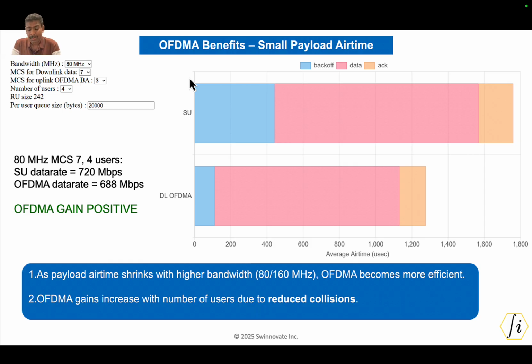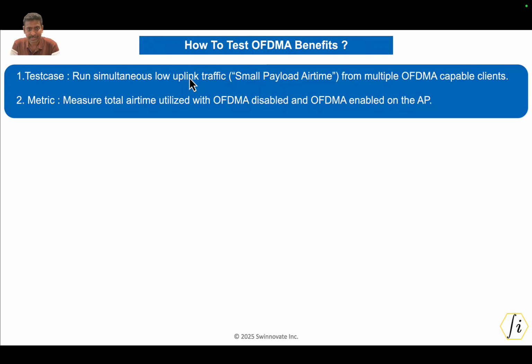Now let's look at the practical challenges of demonstrating that airtime advantage of OFDMA. So how to test the OFDMA benefit? Clearly the test case should be that we run simultaneous uplink traffic from multiple clients, and we should be having the small payload airtime scenario. So we should have low uplink traffic to create the small payload airtime scenario, and we should have multiple OFDMA capable clients connected to the AP and sending uplink traffic. So that's the test case.